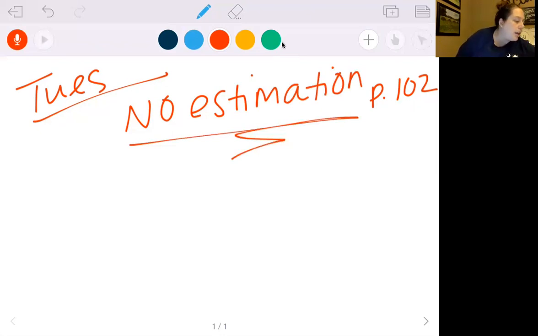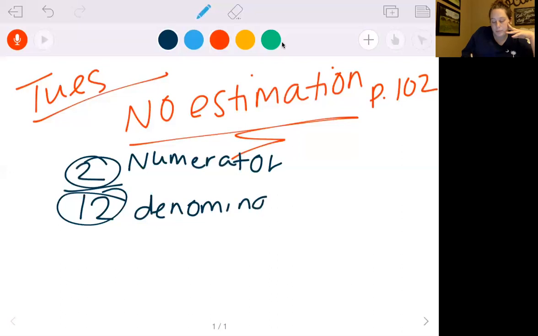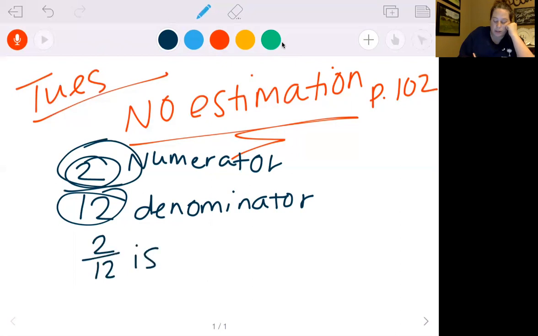It says you can use a number line to help determine if a fraction is closer to 0, 1/2, or 1. If the numerator is much less than the denominator, the fraction is closer to 0. So if you have one like this, 2/12, this is the numerator. You have to know that. We did that last year, so I hope you do. And this is the denominator. If this top number is a lot less than this bottom number, it's closer to 0. So we would say 2/12 is closer to 0.